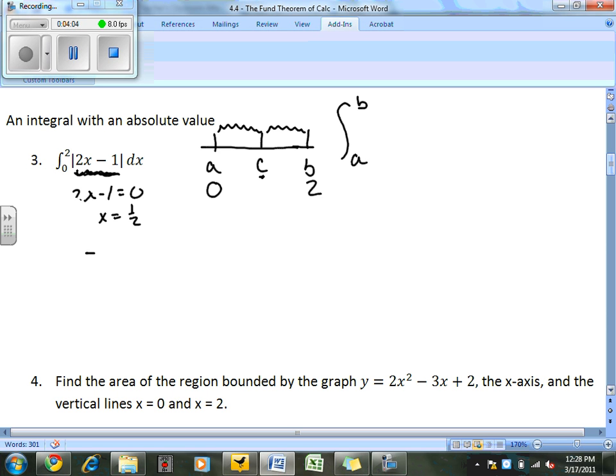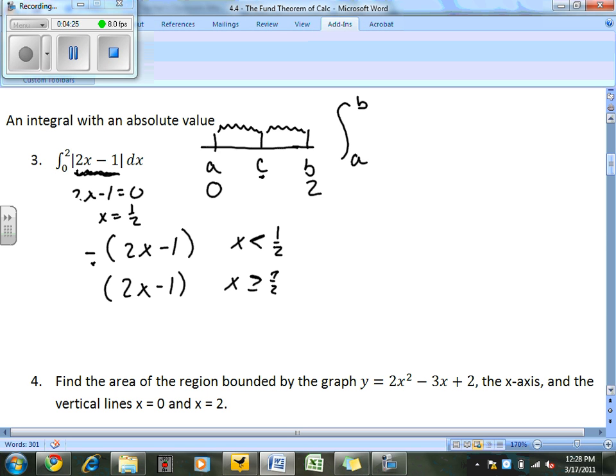If I choose anything that's less than 1/2, this function inside here is going to be negative. That's why I put a nice little negative sign out here. So for anything that's less than 1/2, I'm going to have a negative value. For anything greater than or equal to 1/2, I'm just going to have a regular positive 2x minus 1. So x is greater than or equal to 1/2.